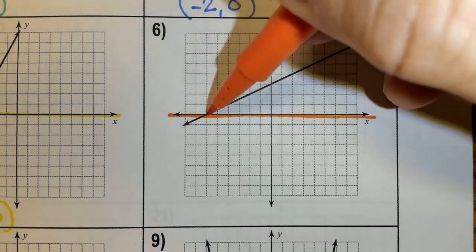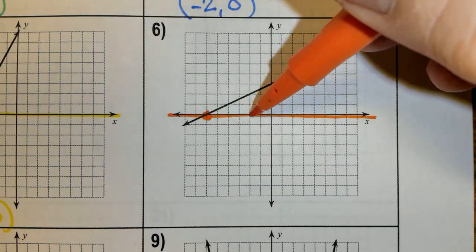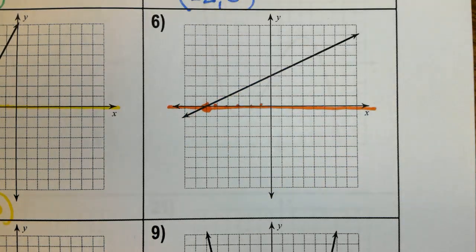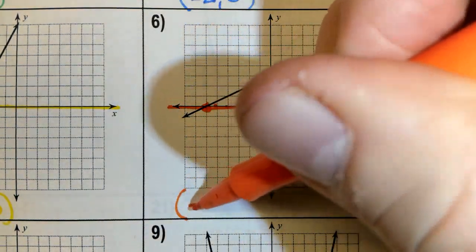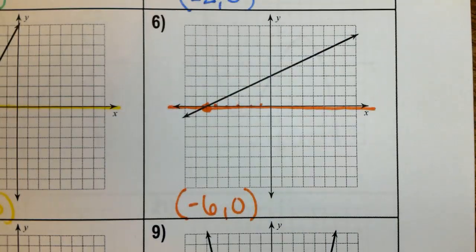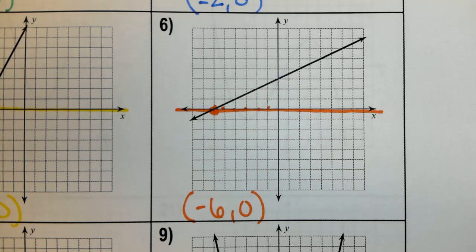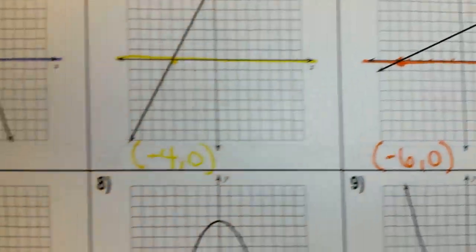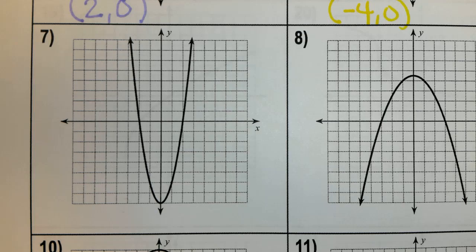Cross the x-axis. I cross right here. That is negative 1, 2, 3, 4, 5, 6. So x is negative 6. Y is always 0. And I'm done. Man. I don't really have a whole lot to explain on these. You're just finding where it crosses the x-axis, which is the middle line horizontally.